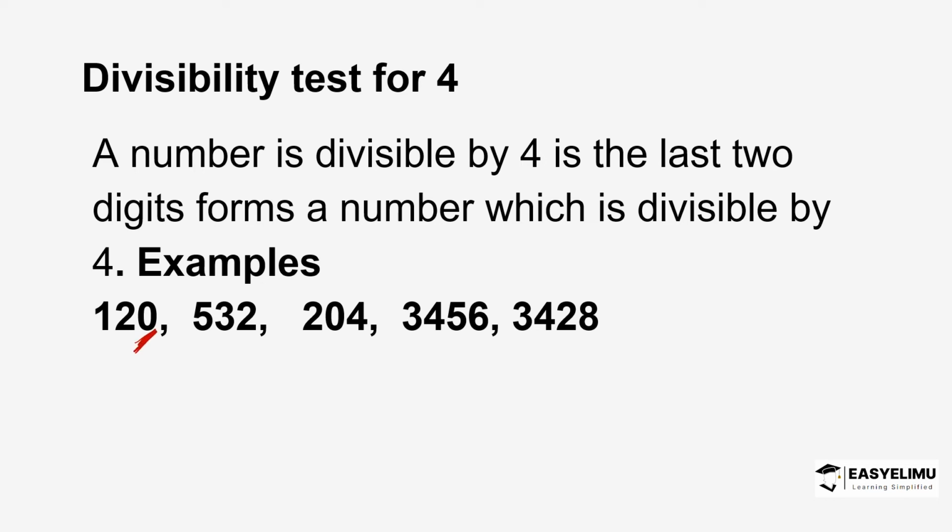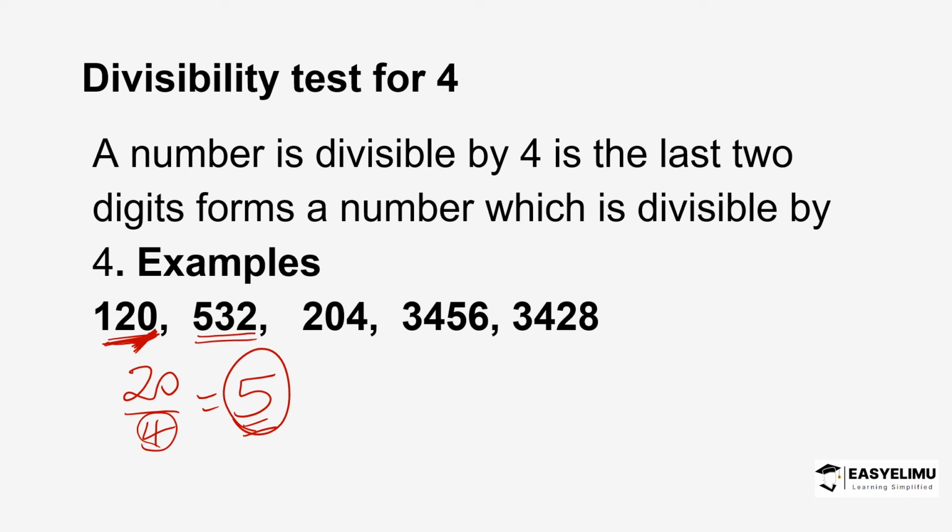For example, here we have the number 120. We'll only focus on the 20. So 20 divided by 4 is 5. You can see this 20 is divisible by 4. 4 goes into 20 5 times, meaning 20 is divisible by 4. Because the last 2 digits form a number that is divisible by 4, we can conclude that the number 120 is divisible by 4. That is the condition that you should be looking for to check whether the number is divisible by 4 or not.